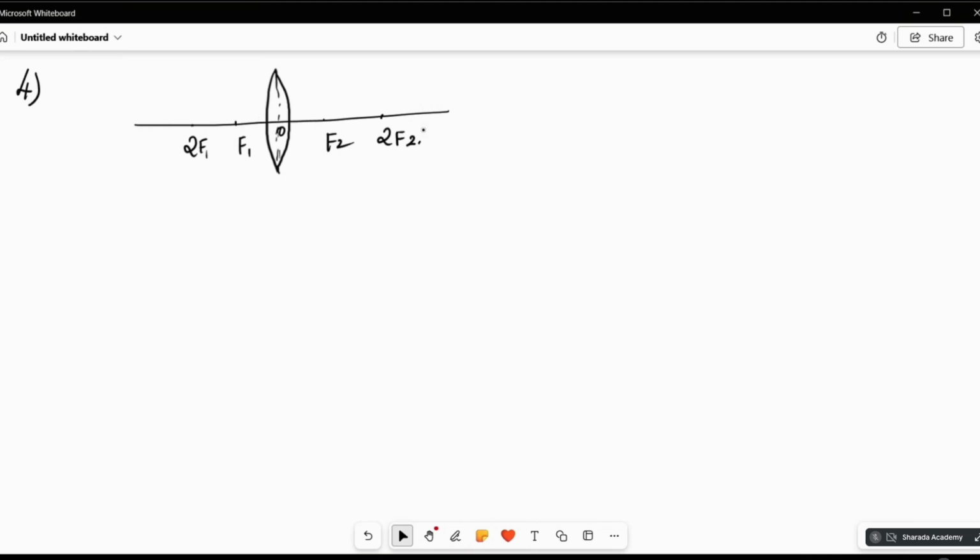So fourth one, next case will be between 2F1 and F1. One ray parallel to the principal axis passes through the focus. Another ray passing through the optic center should go without deviation. My F1 and F2 are a little too close, increase the length.